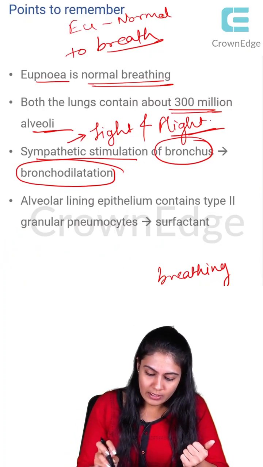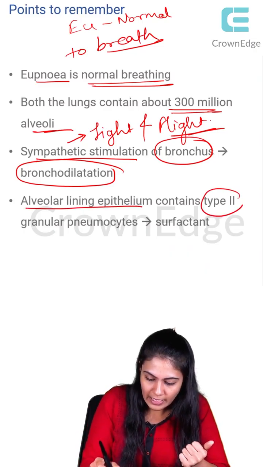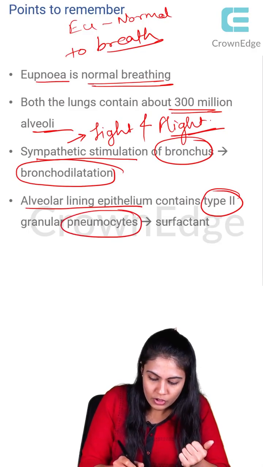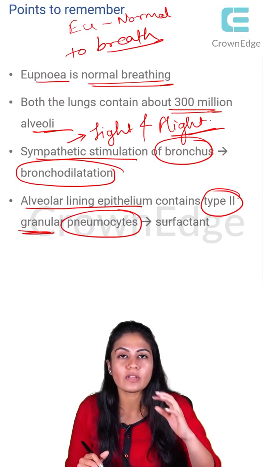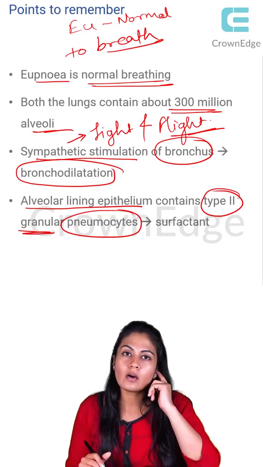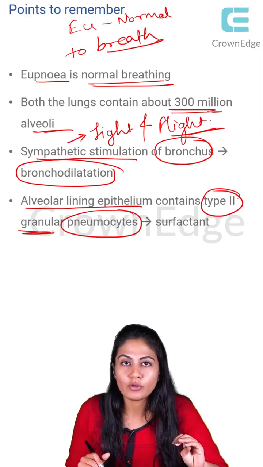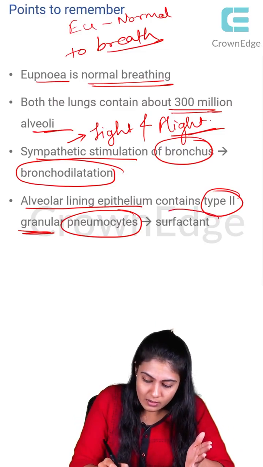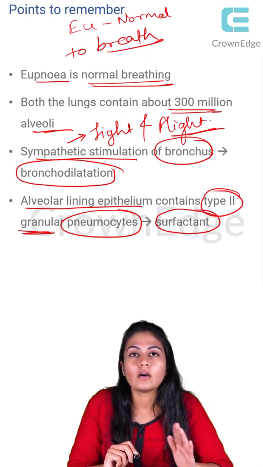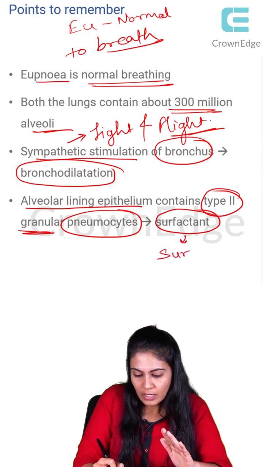Next point is the alveolar lining epithelium contains type 2 pneumocytes which are granular. This point is very, very important. Why? Because if these were not there, respiration would have been very, very difficult. Why? Because they act as a surfactant. The surfactant will reduce the surface tension.